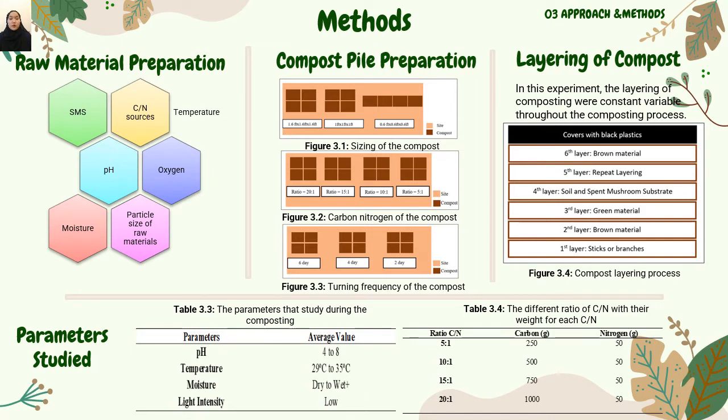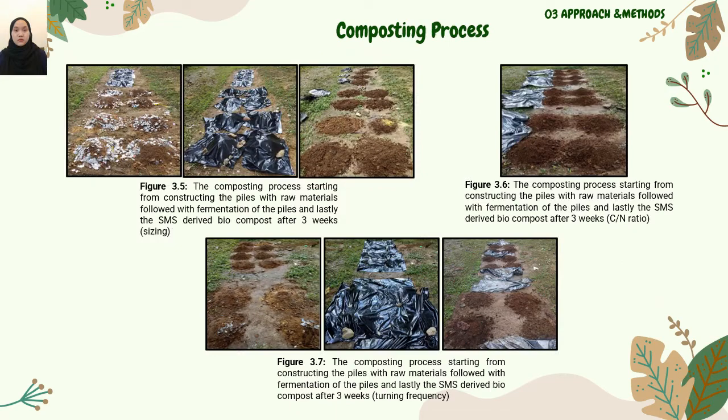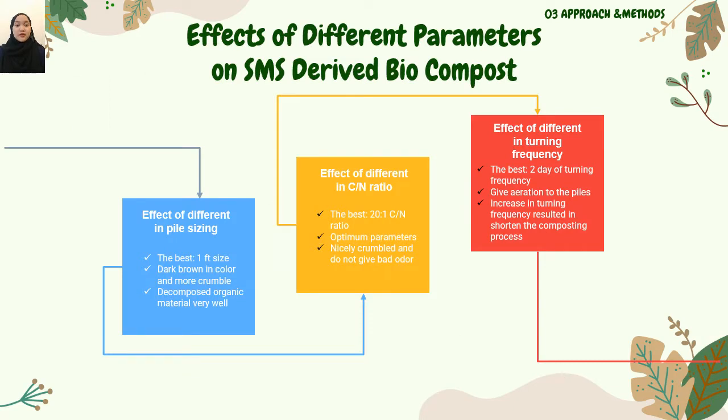Next is layering of composting, where in this project the layering was a constant variable throughout the composting process. Next, table 3.3 shows the parameters that were taken every day in the evening, which are pH, temperature, moisture, and light intensity, while table 3.4 shows the different carbon-nitrogen ratios with their weights. So, here is the picture of the composting process. The effects of different parameters on SMS-derived biocompost were the effects of different pile sizing, carbon-nitrogen ratio, and also turning frequency.